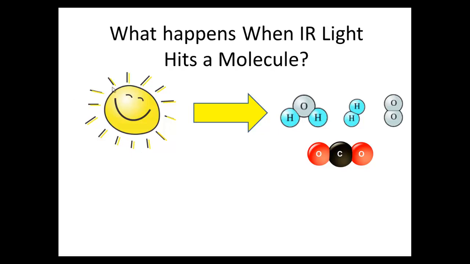So the question for you now again is, what happens when IR light hits a molecule? We can have water, hydrogen, oxygen, carbon dioxide. The answer is, it depends.